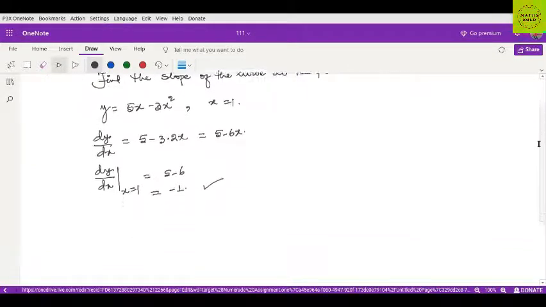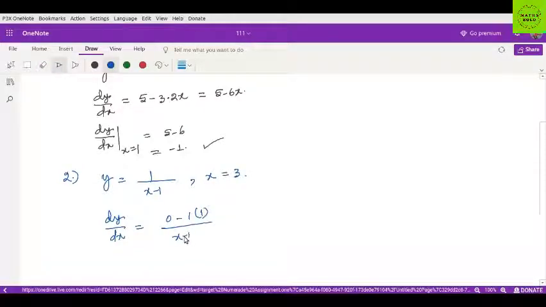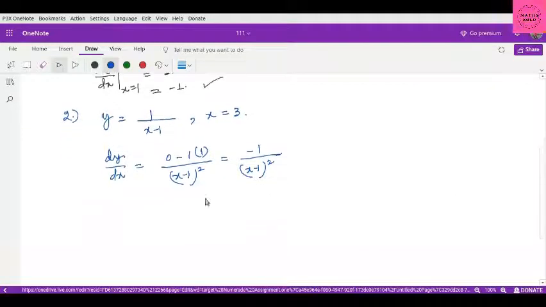We have the second question, that is y equal 1 upon x minus 1 and the given point is x equal 3. So we have dy upon dx which is equal to 0 minus 1 into 1 upon x minus 1 whole square, and this is equal to minus 1 upon x minus 1 whole square. So further we have dy upon dx at x equal 3. This is equal to minus 1 upon 4. So this is the slope for the second question.